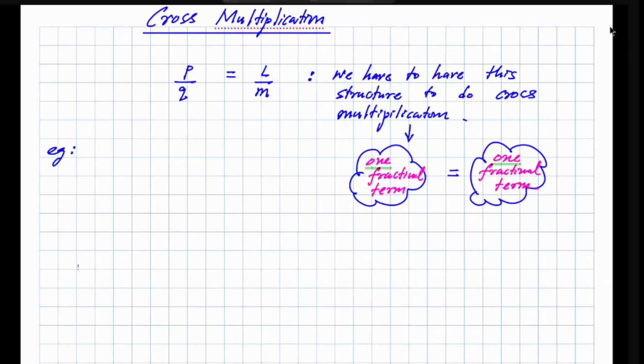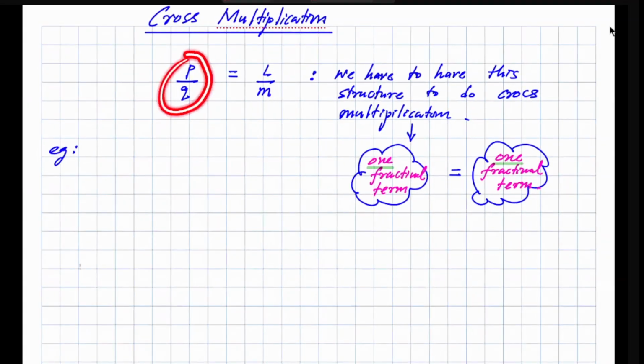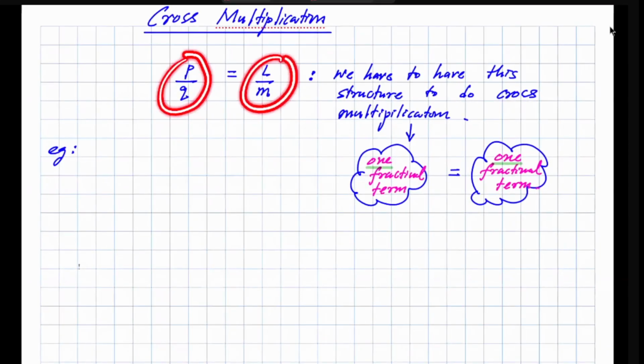Okay, so we are learning cross multiplication, right? So there should be this structure. One fraction on the left hand side, one fraction on the right hand side. So this is called a fractional term. This is a fraction and only one term there.